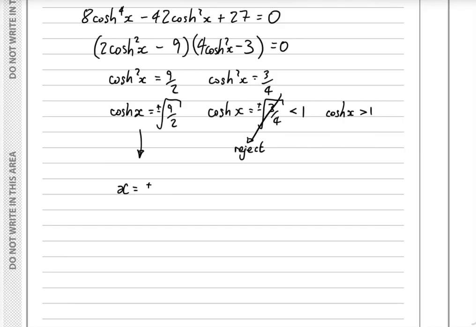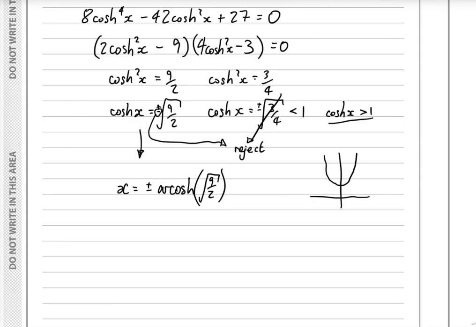So x is equal to plus or minus arcosh of root 9 over 2, realizing that we're also rejecting this negative symbol here. So inside that is just the positive root, but we do have the plus minus because when you do the inverse cosh of a number, you've got two options because of the symmetry of the graph. Looks something kind of like that. So root 9 over 2, wherever that is, has this root here, and this one here.